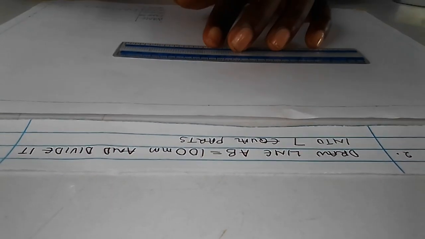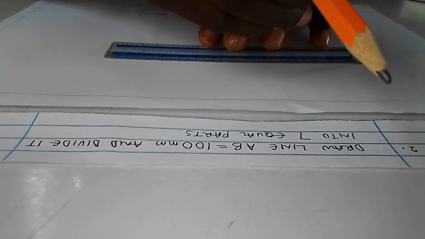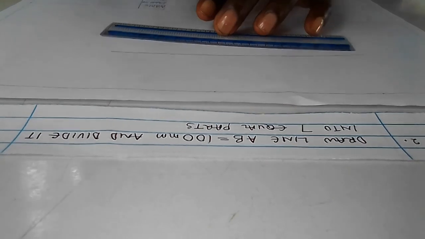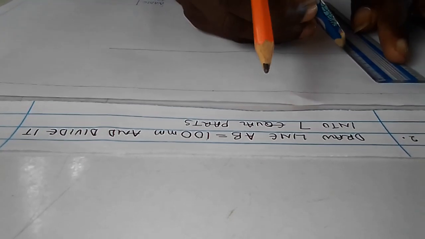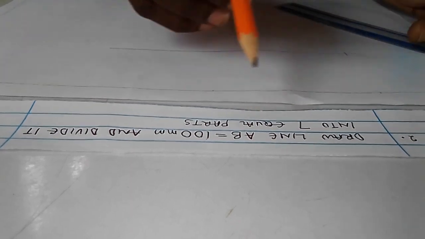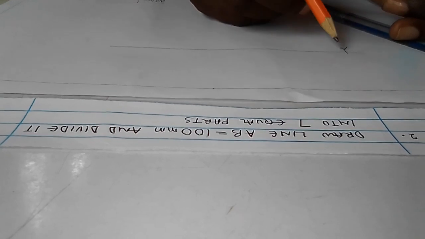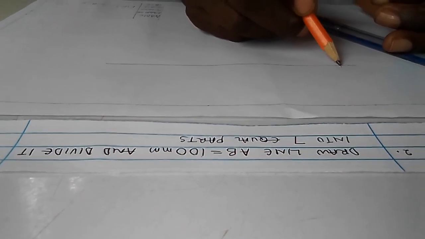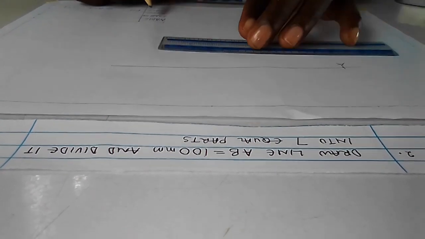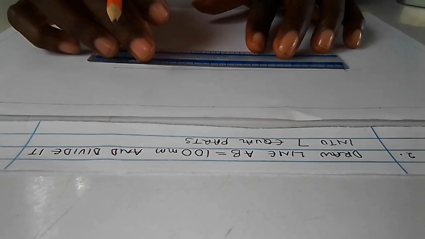The first thing you do is draw your horizontal line at any length. Now you can indicate 100 millimeters starting from a point A, because the question says line AB. So this is point A. I want to start from the intersection here, and I will measure 100 millimeter, which is also equal to 10 centimeter. Then I'll place my ruler.